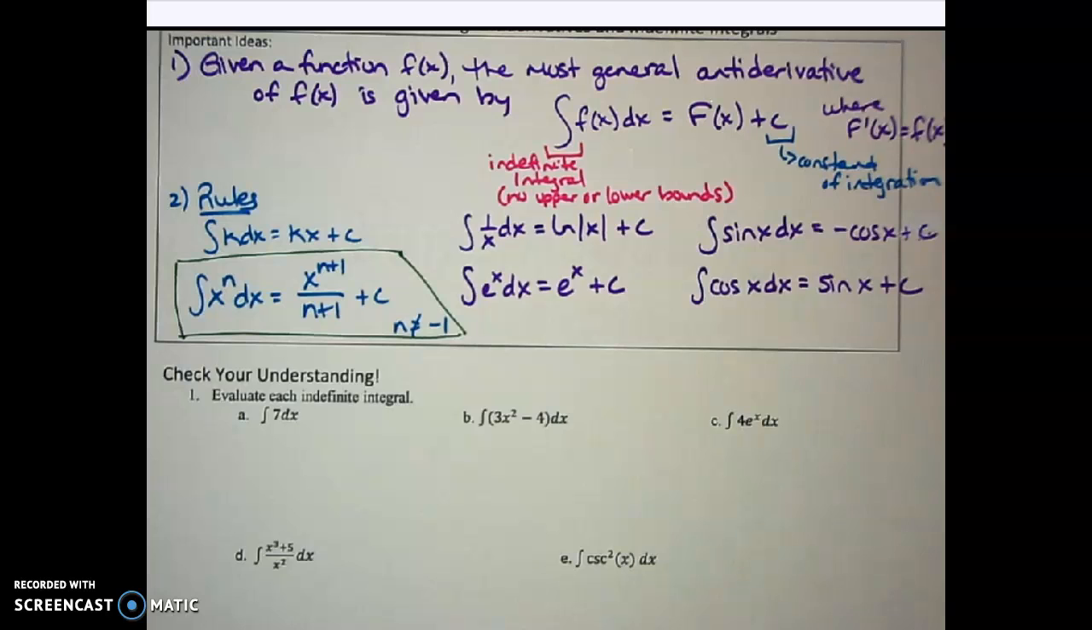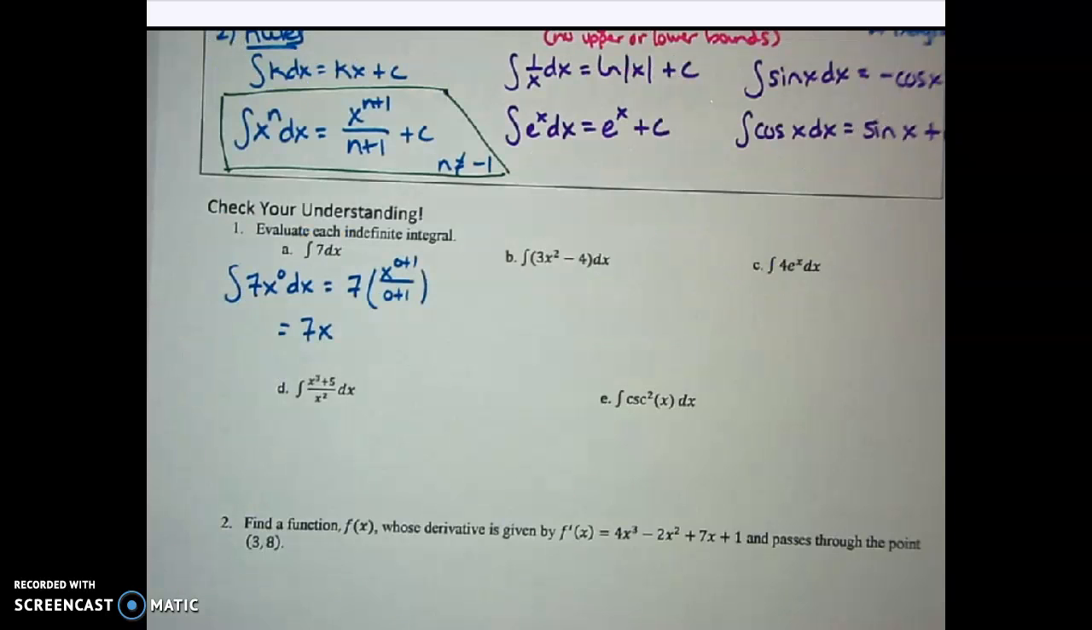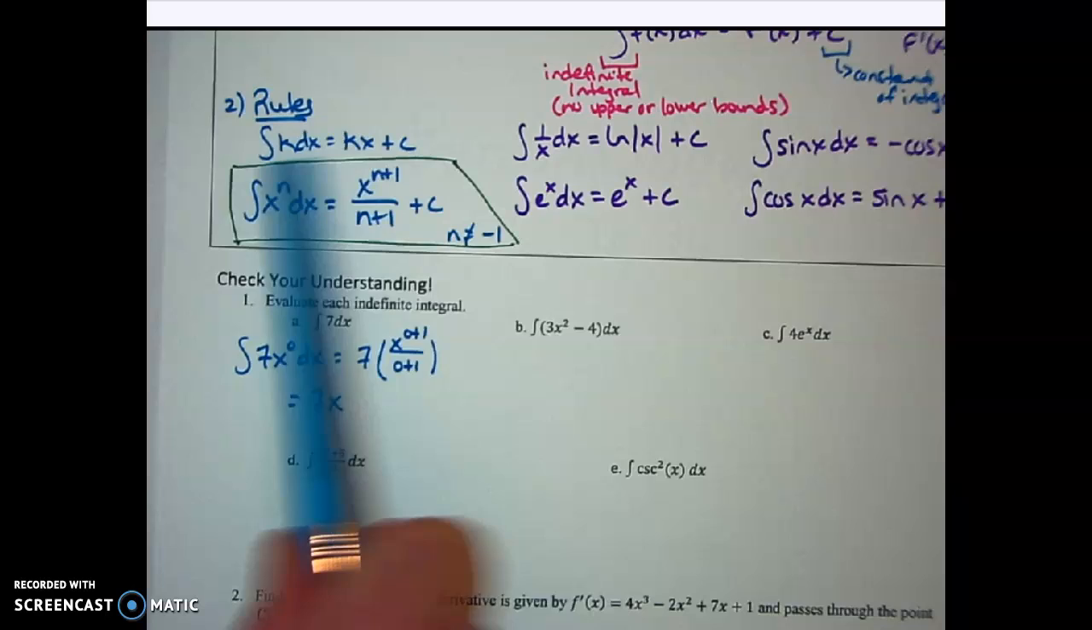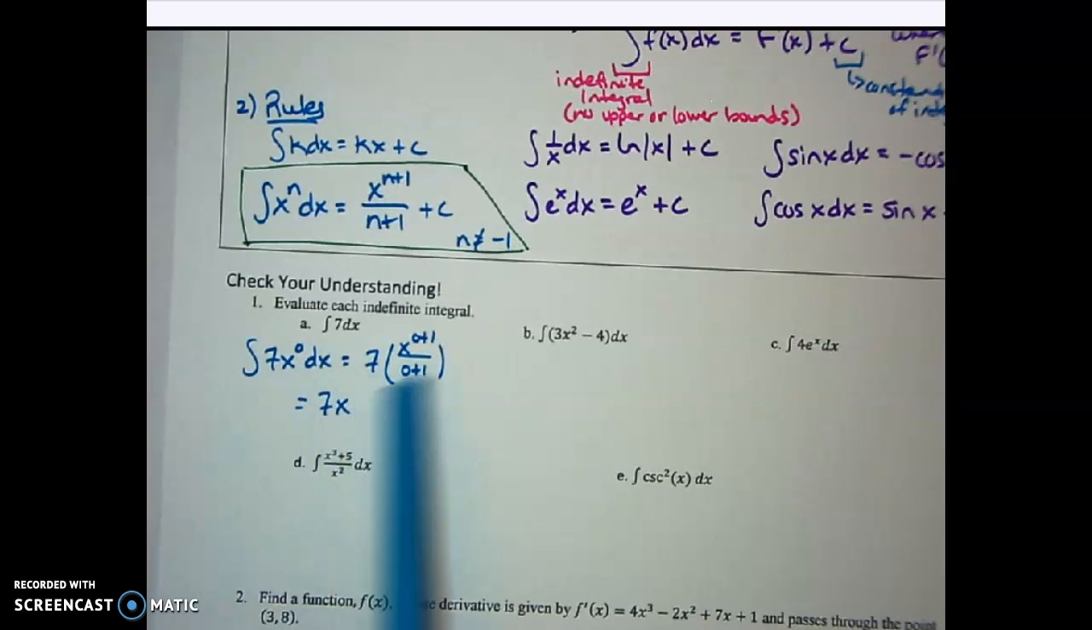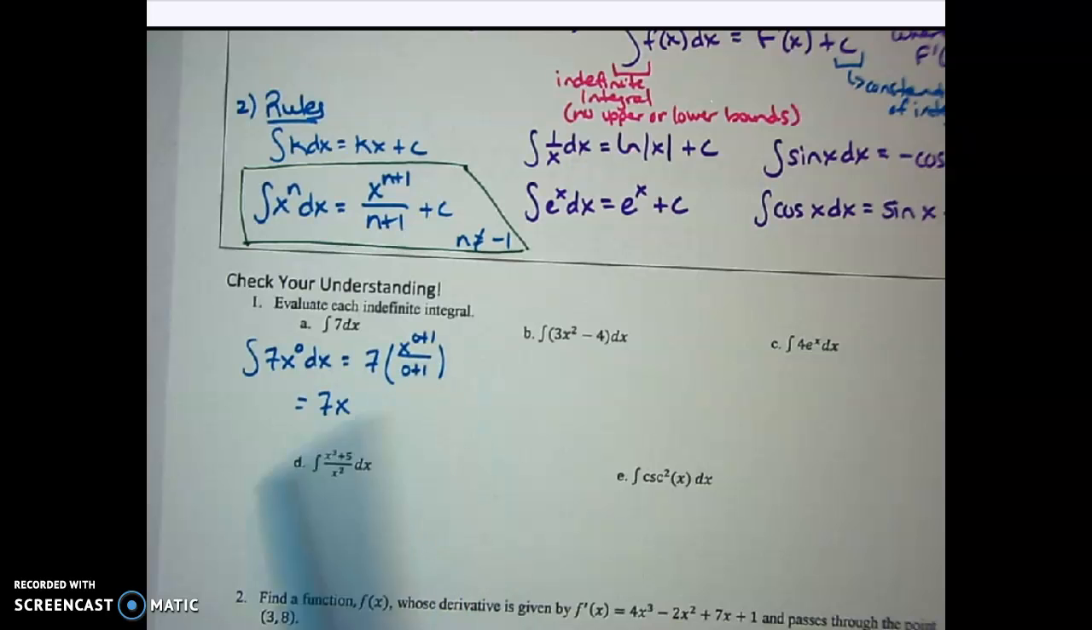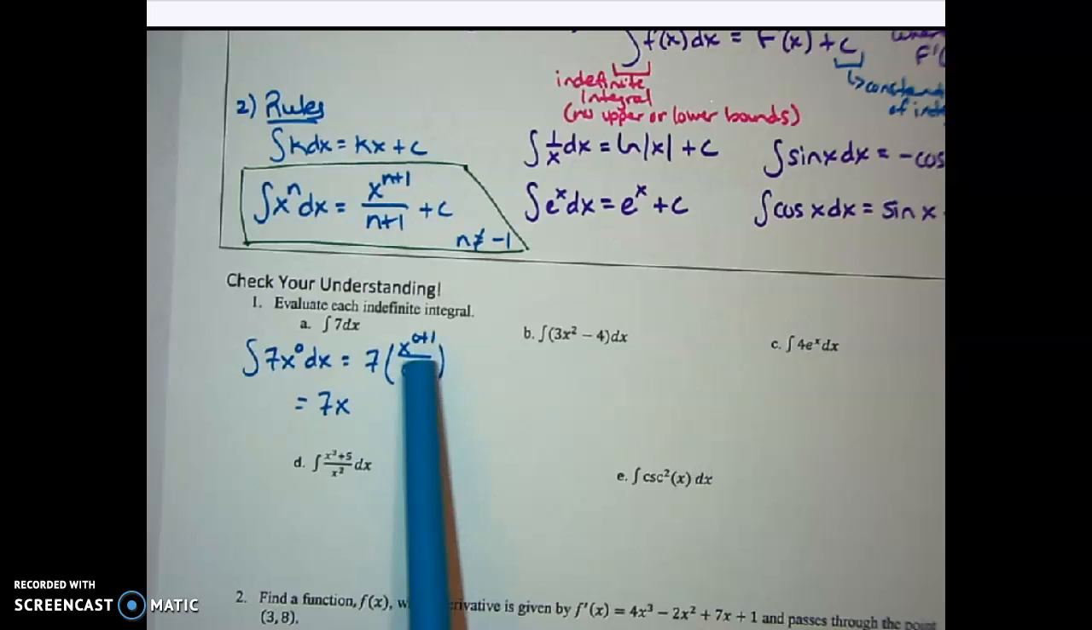Now again, I would challenge you to pause the video and see if you can do at least those first couple of antiderivatives. This first example is basically using this first rule up here. It's a constant, so we're going to get 7x. I just also wanted to show you how this second rule came into play. Because remember, when you have a constant, you basically have an x to the 0. So if I have my 7 out in front, I'm adding 1 to my exponent, and then I'm dividing by my exponent plus 1. And so x to the first over 1, and that's how I'm going to end up with that 7x.